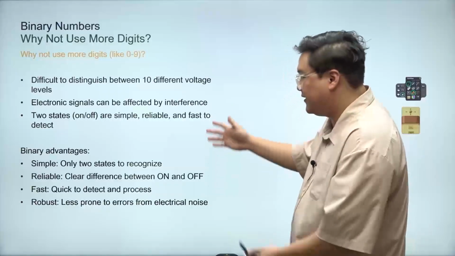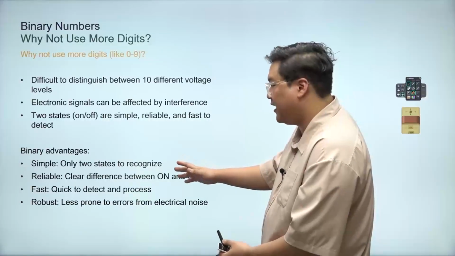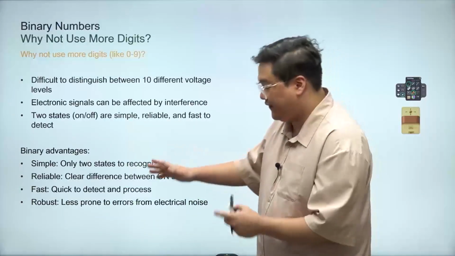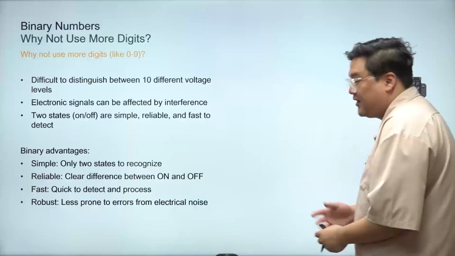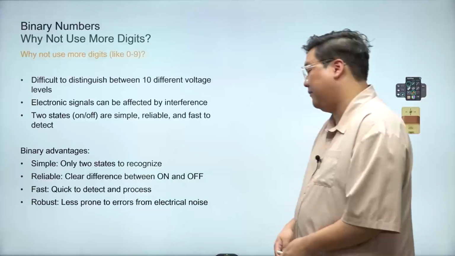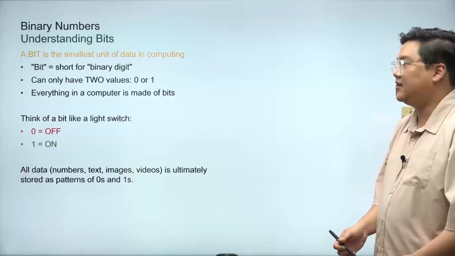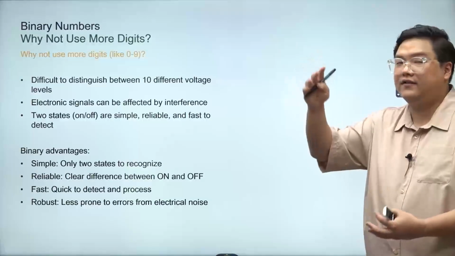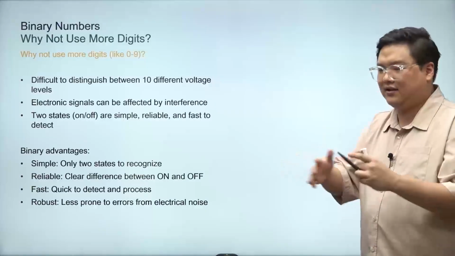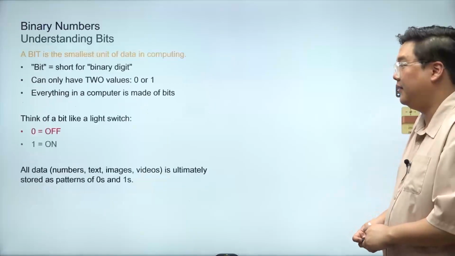So again, it's simple, only two states to recognize. It's reliable. There's a clear difference between on and off. It's fast, quick to detect and process. It's also robust. It's less prone to errors from electrical noise. Because if we have 10 different voltage levels, then it will just mess things up a little bit.